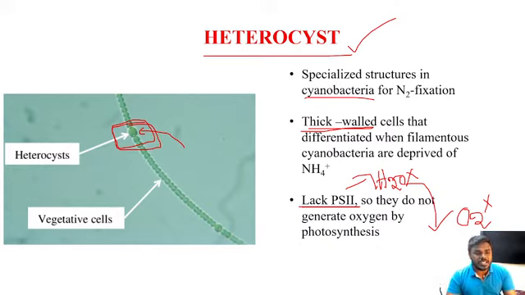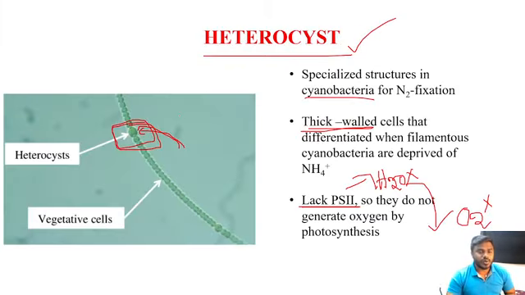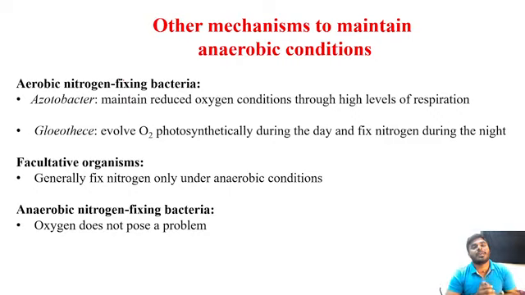So even though oxygen is released, do you think oxygen can cross it? No, because heterocyst is a very thick walled structure, never allowing the diffusion of this particular oxygen. Don't forget the statement at all. So this is one of the mechanisms we called heterocyst. Now let's see another mechanism.